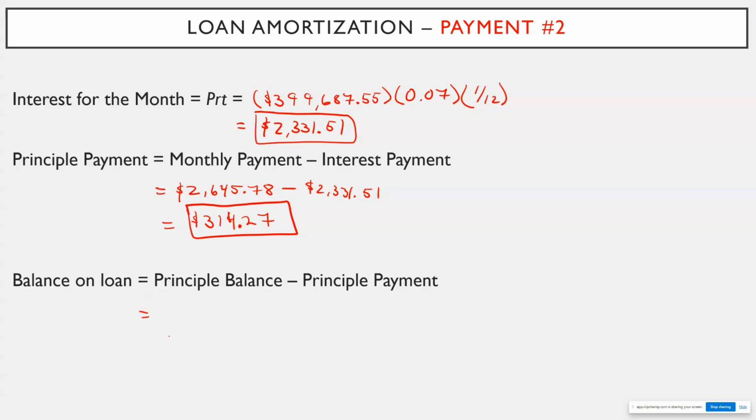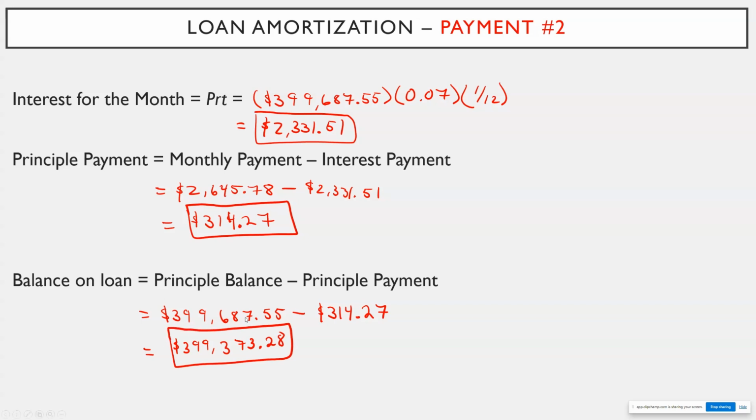Now, what is the balance on our loan now? Well, you have to take the balance you started the month with, which was $399,687.55. And you have to subtract away this principal payment, which is $314.27. So how much do we now have a balance on our loan of? It's $399,373.28.